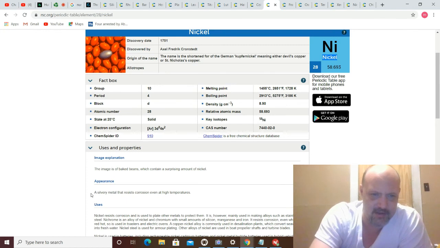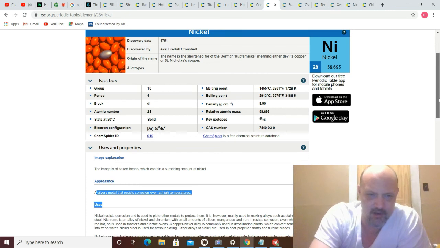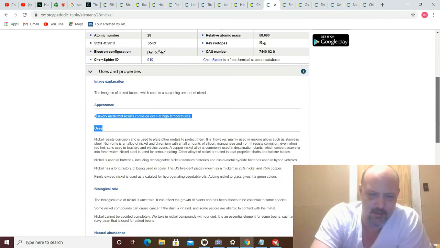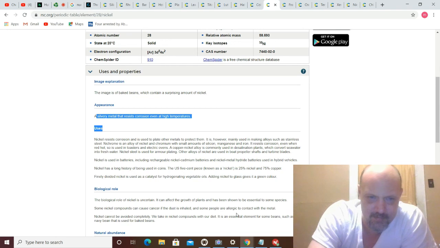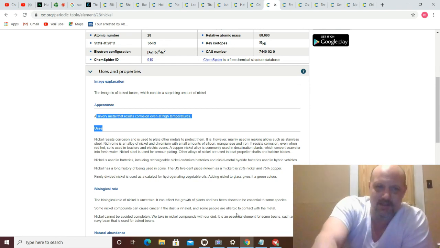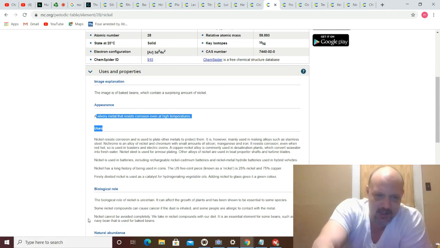A silvery metal that resists corrosion, even at high temperatures. I think we all know what nickel is, guys. Its biological role is uncertain. You can get nickel poisoning. It can't be avoided completely, but if you get too much, I know that, even though I'm not so sure that it says it here. Anyway, we'll just go with what it says here.